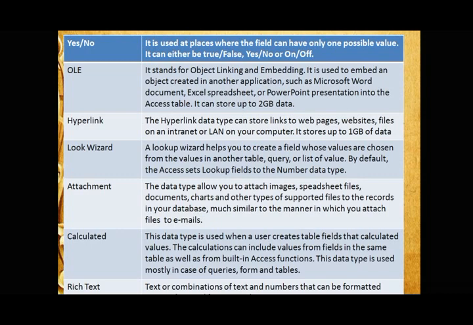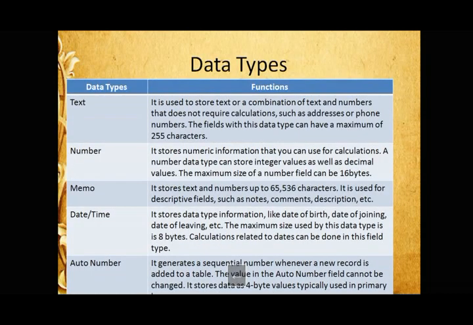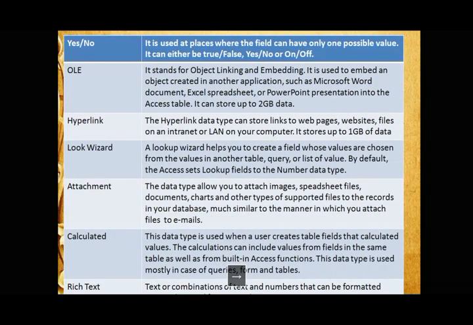So let's revise once again. Text we can store 255 characters, number we can store 16 bytes, memo we can store 65,536 characters, date and time it's 8 bits, auto number 4 bytes, OLE 2 GB. Oh my god, 2 GB is a huge amount of data, right? And in hyperlink we can store 1 GB of data.